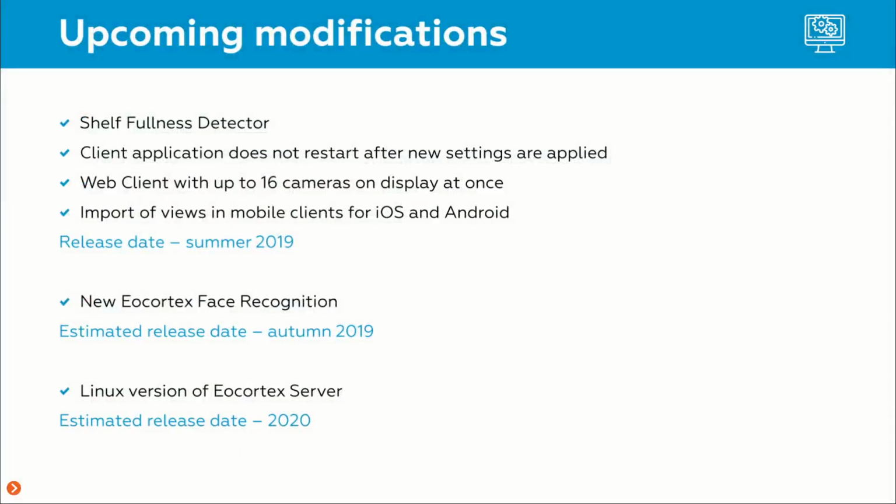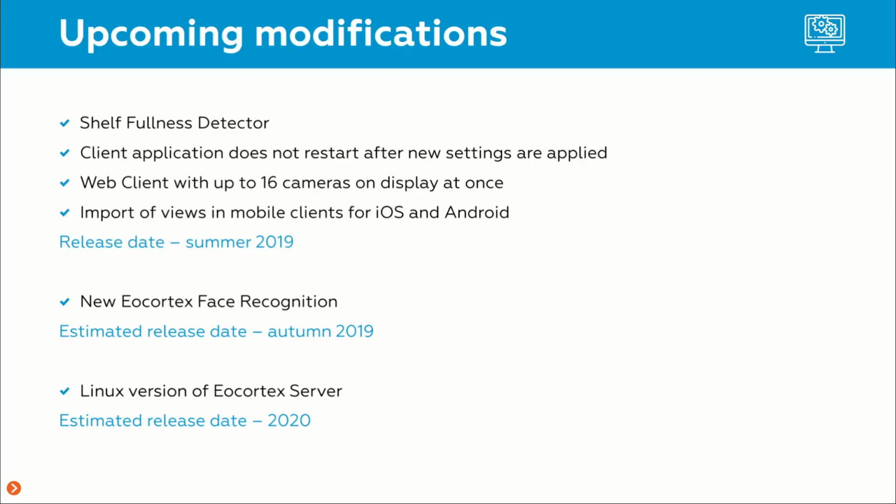All right, so we have a few functions that are expected to be released sometime this summer, and let's start with them in order. So the first one is called the shelf fullness detector. And the premise is pretty simple. This module is one of those retail-oriented modules, and its task is to monitor the fullness of a shelf and signal the user when the fullness value drops below the specified limit.